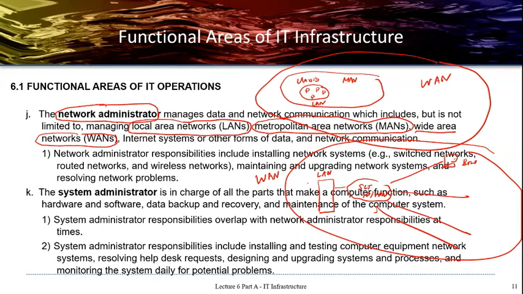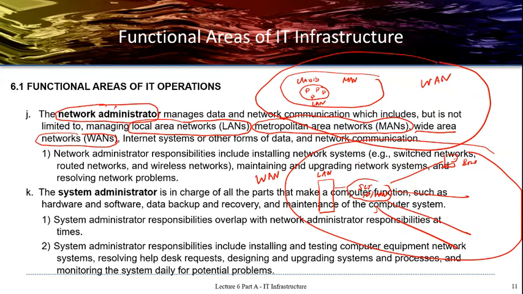Same in Kandy, or the Western province, you can call it a metropolitan. Or maybe the Colombo district can be considered a metropolitan, and Gampaha district is another metropolitan network. Like that, we can call it. But we don't talk much about the idea of metropolitan now; we just demarcate it as wide area network. But from the exam point of view, they can ask. The internet system and other forms of data and network communication are called the network. The network administrator's job is to look after this network.